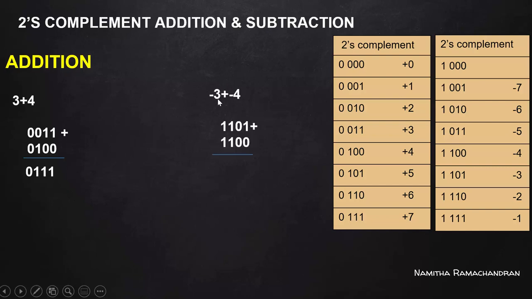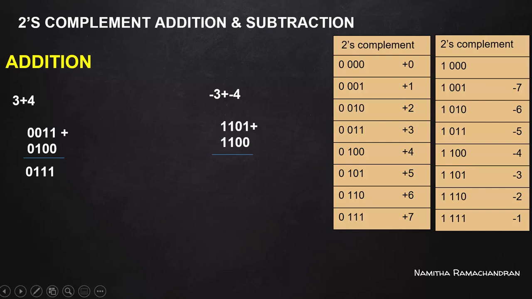Next, another addition: minus 3 plus minus 4. We need to add two negative numbers, one is minus 3 and the other is minus 4. For adding these two, take their 2's complement representations. We can take them directly from this table: minus 3 is 1101, and minus 4 is 1100.